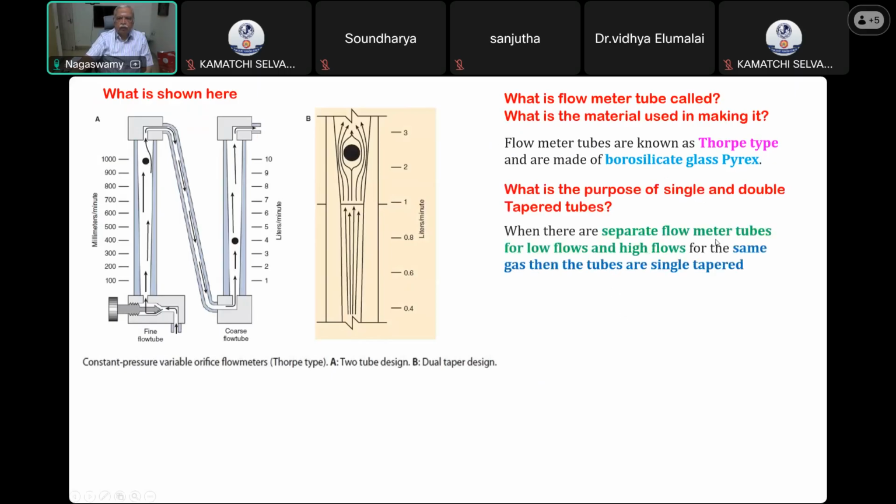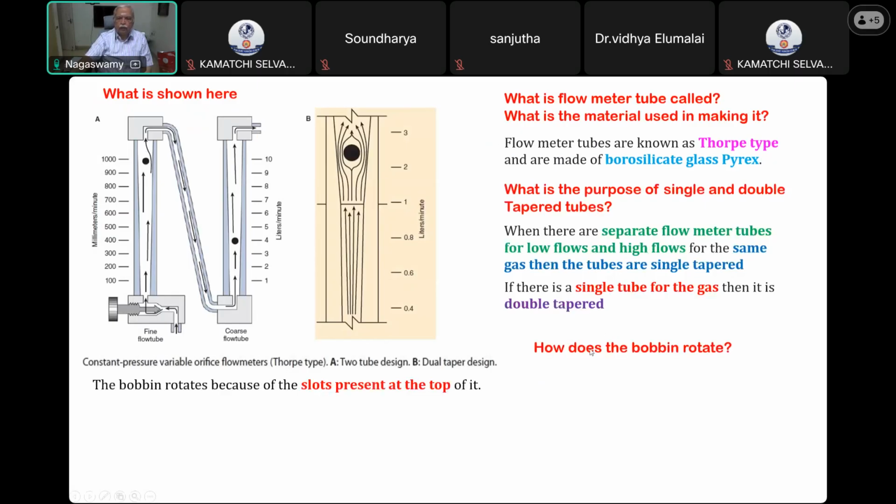It is for separate flow meters for low flow and high flow. The same gas, when the tubes are single tapered, and if it is flowing through 2 tubes, then it is a double tube tapering, mainly for low flow.